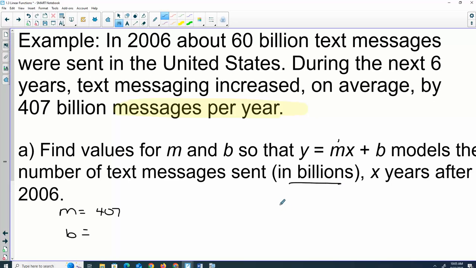All right, what does a y-intercept represent? Where it starts. Okay, where it hits the y-axis. So when we started this was in 2006. In 2006, how many were sent? 60 billion. So my equation would be y equals 407x plus 60. And that would give me an answer in billions. So whatever I got out, I know my unit is billions.